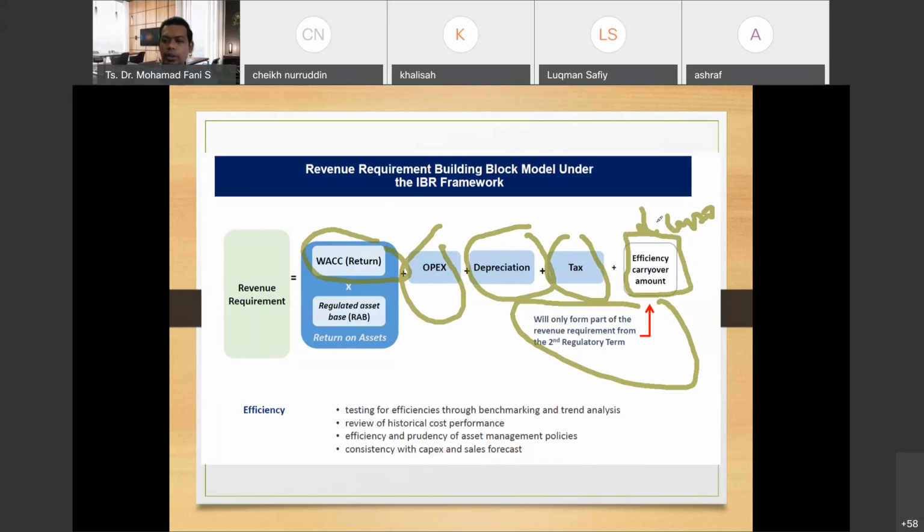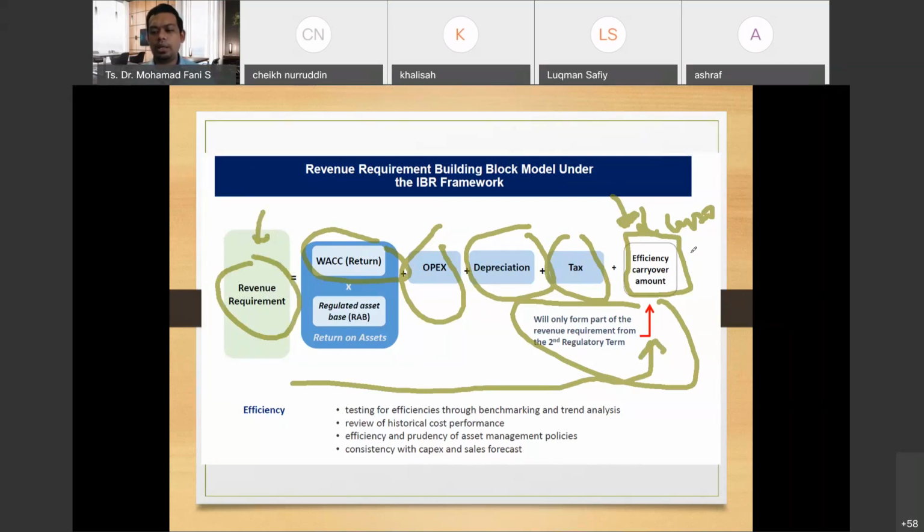Okay, so when the IBR has its own account, this carry over amount will be reimbursed to the TNB for the next calculation of the revenue requirement by TNB. If they do not achieve the KPI at a certain level, they don't get this kind of efficiency carry over amount from the last regulatory period.